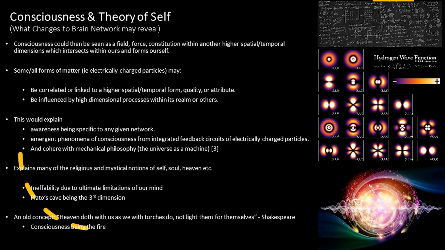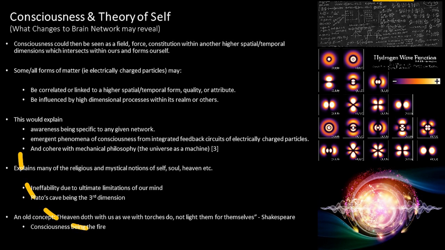In this view, some or all forms of matter, i.e. electrically charged particles, may be correlated or linked to a higher spatial temporal form, quality or attribute, and be influenced by higher dimensional processes within its realm or others. And this would explain why awareness is specific to any given network itself, and it would explain emergent phenomena of consciousness from integrated feedback circuits of electrically charged particles, i.e. the brain, and cohere with mechanical philosophy, which is the view that the universe itself is a giant machine of some sort, or it could even be a form of consciousness itself. It also explains many of the religious and mystical notions of self, soul, and heaven.